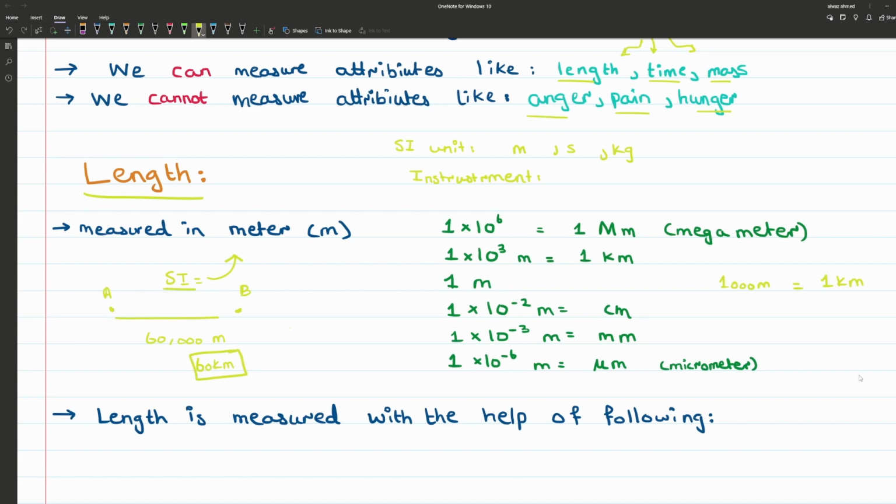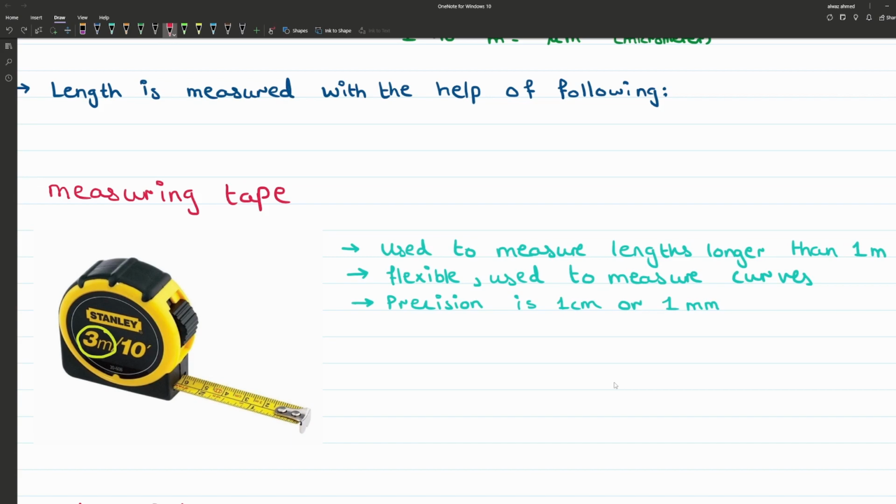The same goes for very small values. For example, the diameter of a cell. If it is 0.001 meter, this number is very hard to read. So what we do is we simply write 1 millimeter. I've got all the prefixes and powers of tens that you need to remember, so make sure to learn most of them at least. Okay guys, so let's talk about the instruments that we use to measure length.